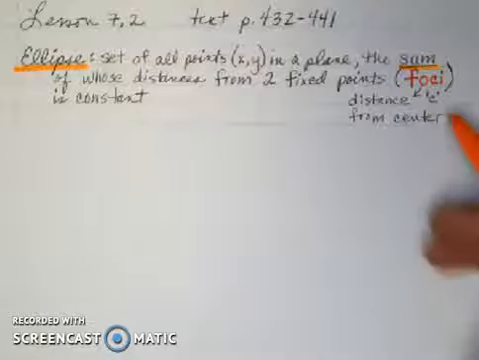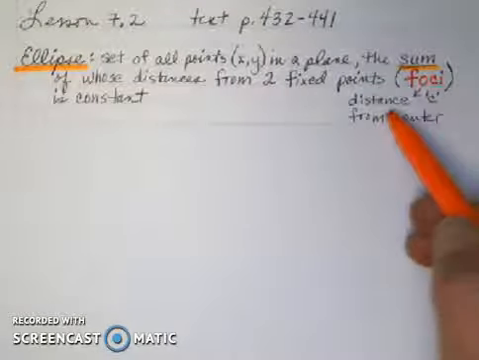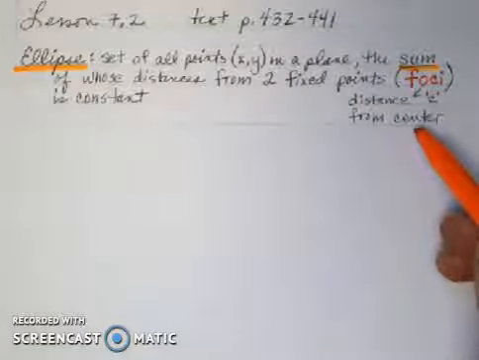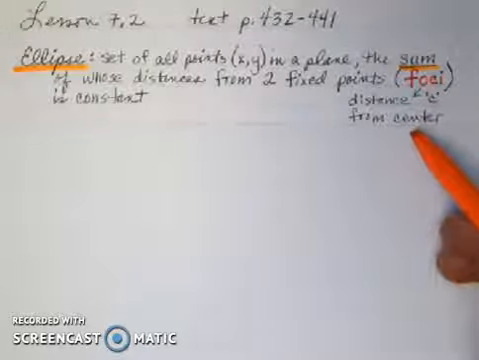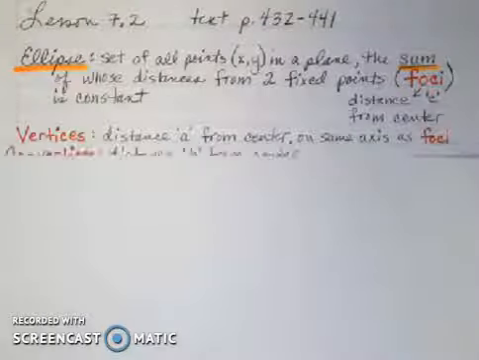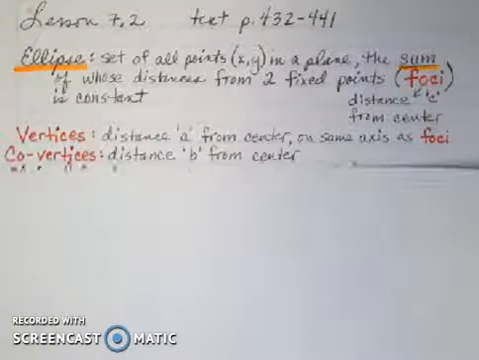You'll see the foci is a distance c from the center of our ellipse. Whereas, remember in the parabola, it was from the vertex to the focus, a distance of p. Now, let's talk about some of the vocabulary.